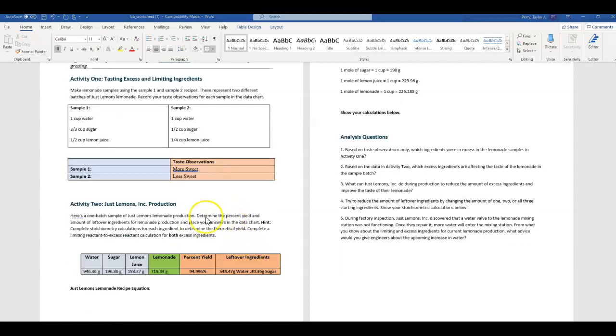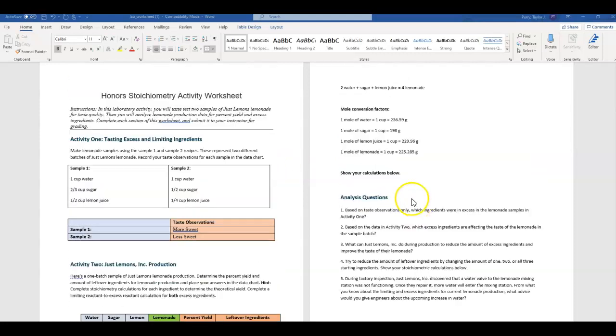Okay. All right. I think I've helped you out a lot. I think you guys can figure out these analysis questions on your own. So good luck, and I hope this helped.